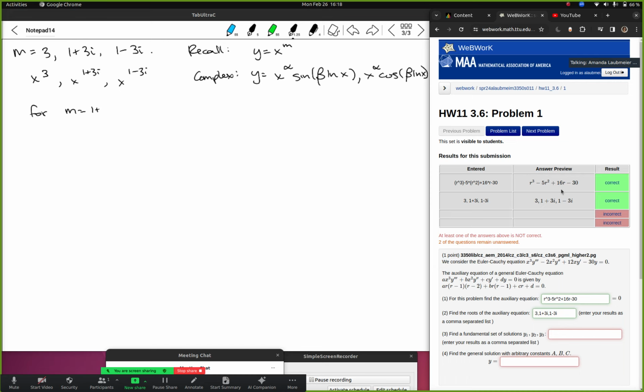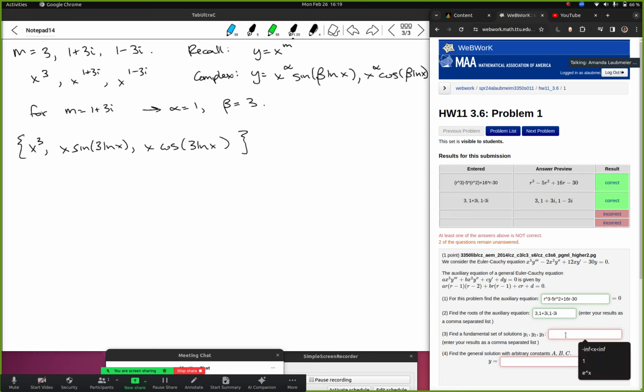So for m equals 1 plus 3i, I've got alpha is 1, beta is 3. So in those cases, I would have x to the 3 and then x to the 1 sine of 3 ln x and x to the 1 cosine of 3 ln x. So that's my fundamental set of solutions. There's 3 of them because this is a third order equation.